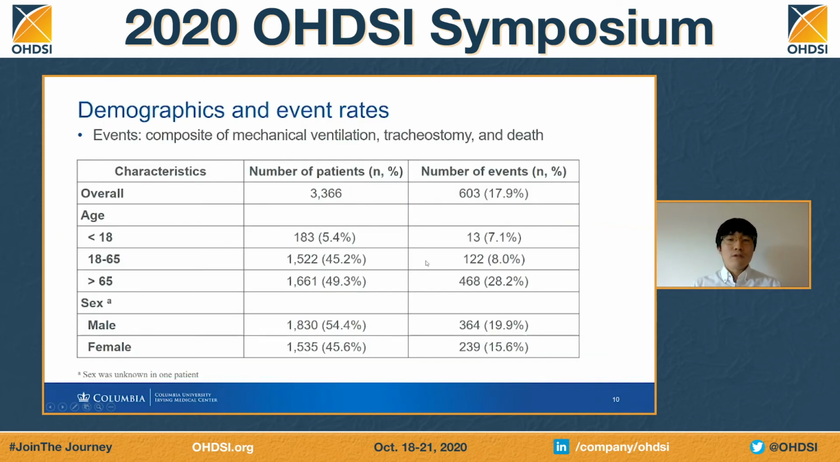A total of 3,366 COVID-19 patients were identified from the Columbia OMOP database. The baseline characteristics of patients are presented in the table below. The composite events occurred in 17% of the total cohort.